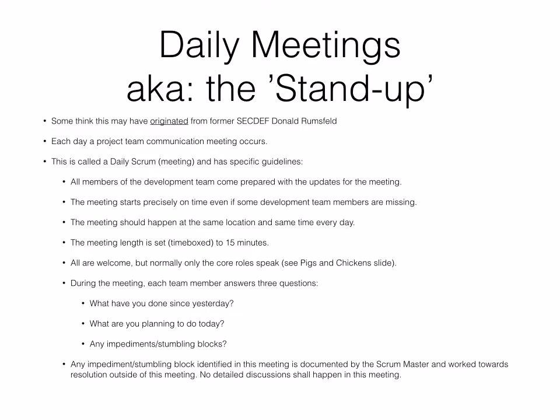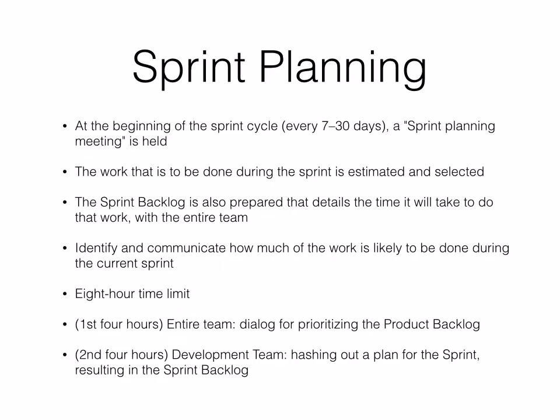So each day, a project team communicates those 3 questions that we talked about. So there's project team communication every single day during a sprint. And this is the daily scrum. All members of the development team have to come prepared for the meeting. It starts precisely on time, whether or not everyone's there. It always has to start precisely on time.